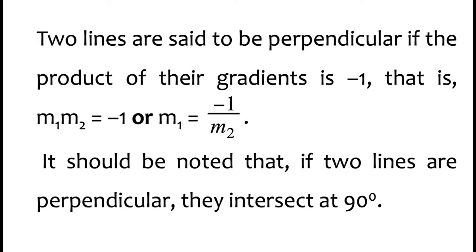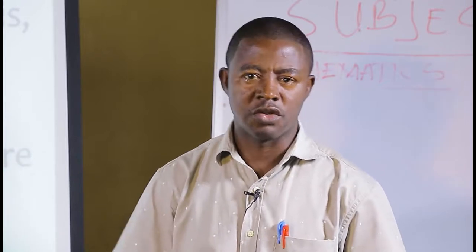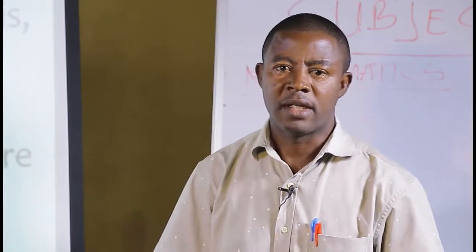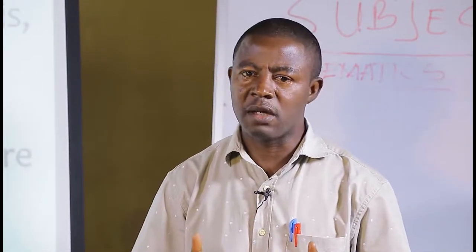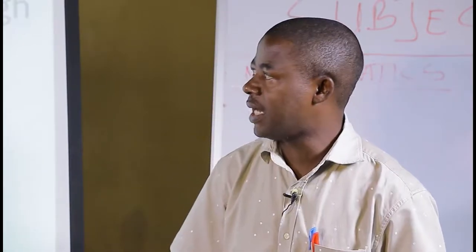Supposing M1 and M2 are the respective gradients of the lines, then M1 multiplied by M2 would be equal to -1. And if you are looking for M1, you divide -1 by M2. Also, if you are looking for M2, you divide -1 by M1. So two lines are said to be perpendicular if the product of their gradients is -1 and they intersect to form an angle of 90 degrees. Now let's cite examples.